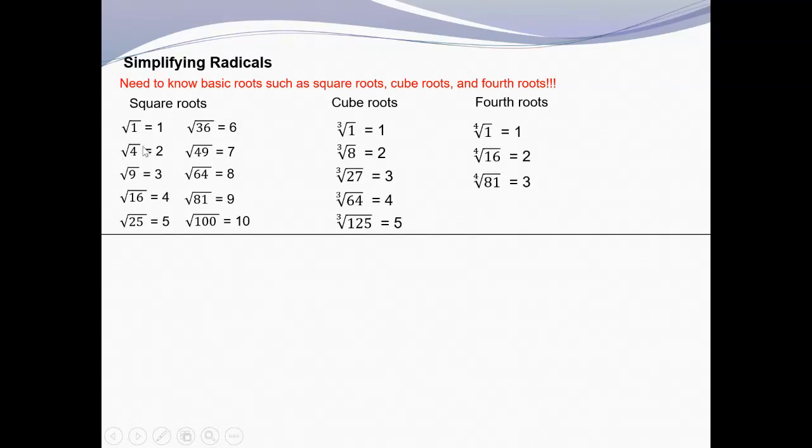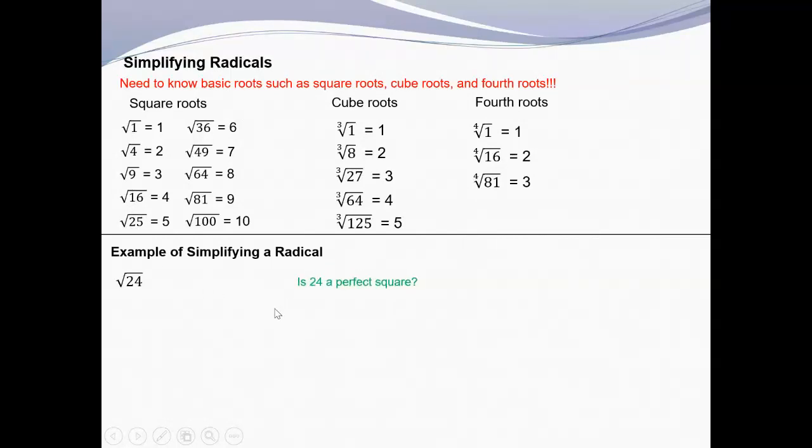Okay? Now, these are perfect squares, perfect cubes, and perfect fourth powers. Here we go. Example of simplifying a radical. Here they give the square root of 24. The square root of 24 is not here, right? It's not here because 24 is not a perfect square.